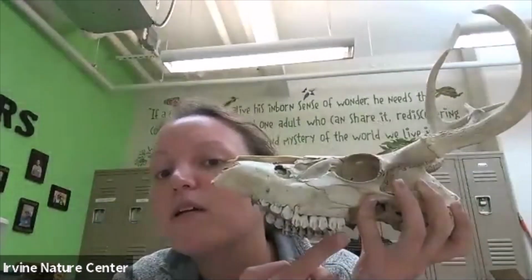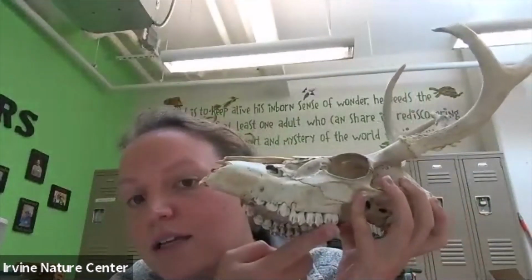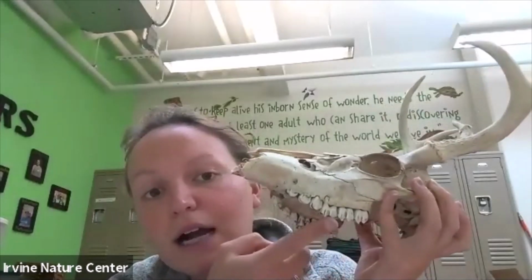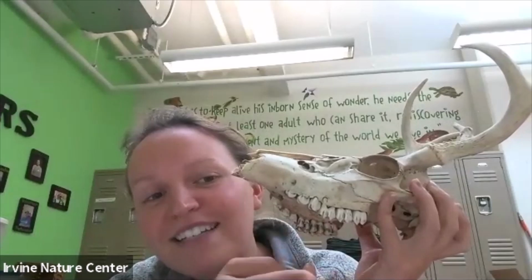So that's important because we can tell it eats plants from its teeth. What type of teeth does like a cheetah or a lion have? Eliza?